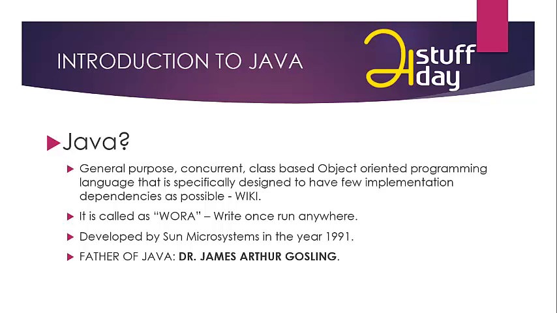And why Java is not a completely object-oriented programming language? Because it supports primitive data types such as int, byte, long, etc. to be used, which are not objects.